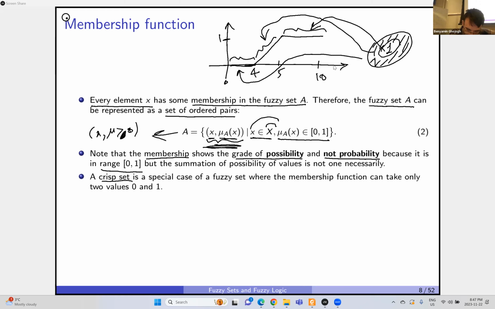But a crisp set is a special case of a fuzzy set where the membership function can take only values 0 and 1. Do you agree? If the membership function can get 0 and 1, it means true or false, right? So false or true. It means that it's a crisp set.